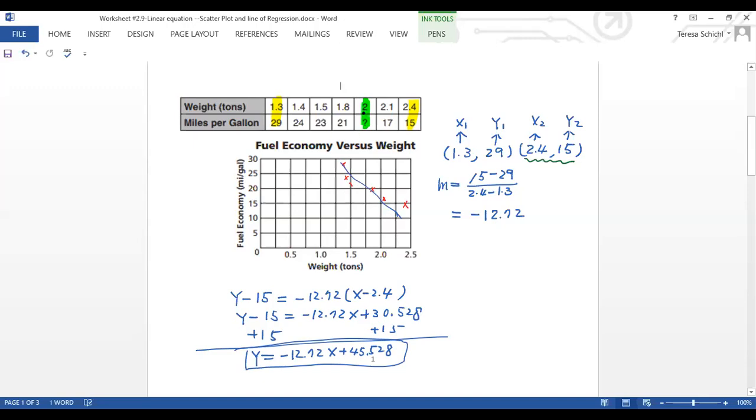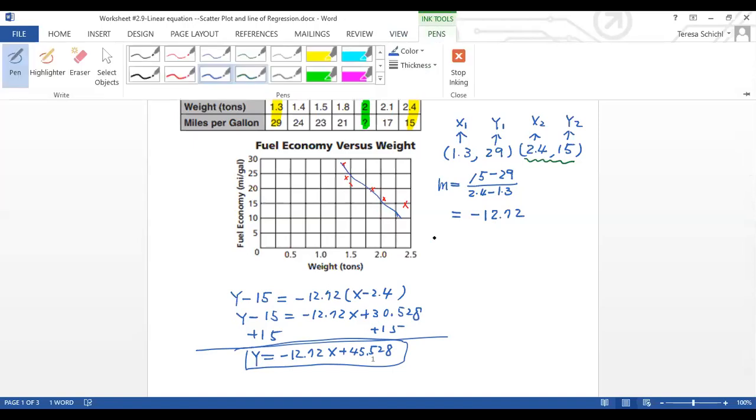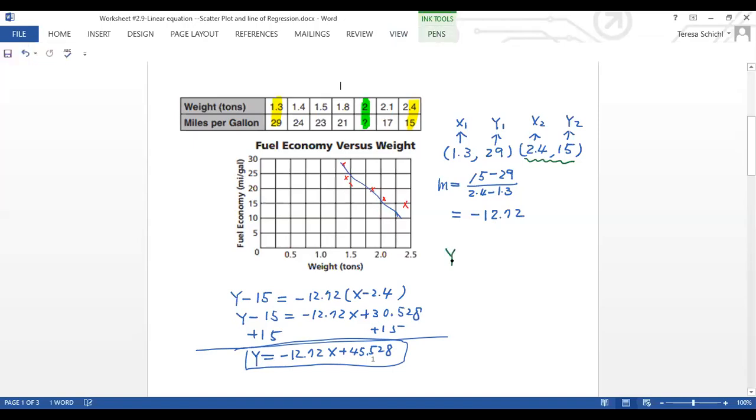So now you want to estimate when x equal to 2, right? That's the value I'm missing. So you will just say y is equal to negative 12.72 times 2, plus 45.528. So what you get here, 20.09. Okay, so let's go back to plot it.